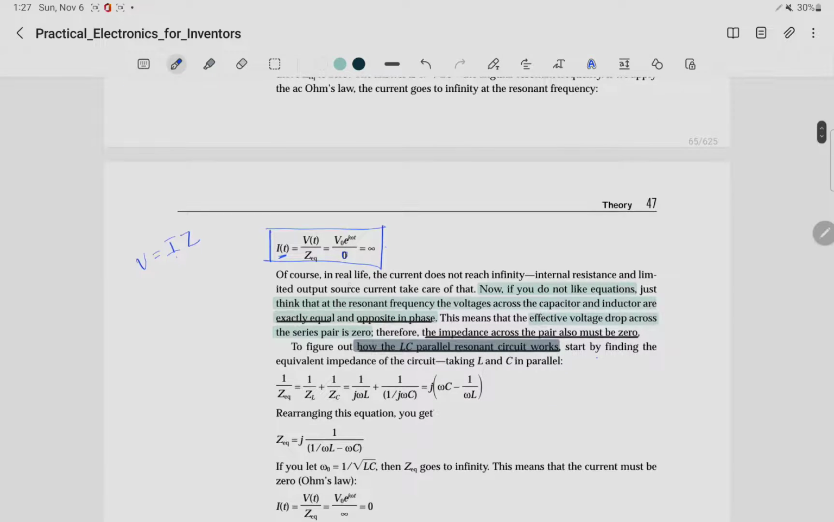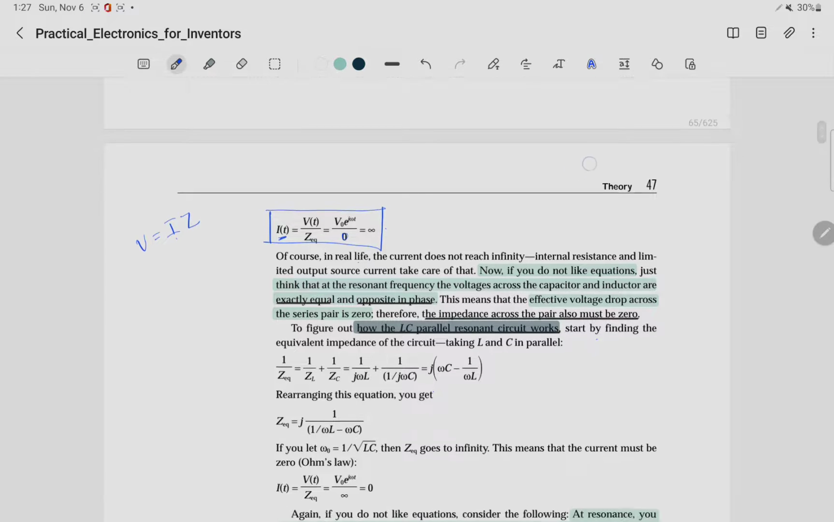But you know that in real life the current does not reach infinity, because the internal resistance and limited output source current take care of that. So you can't have an infinite amount of current in real life.